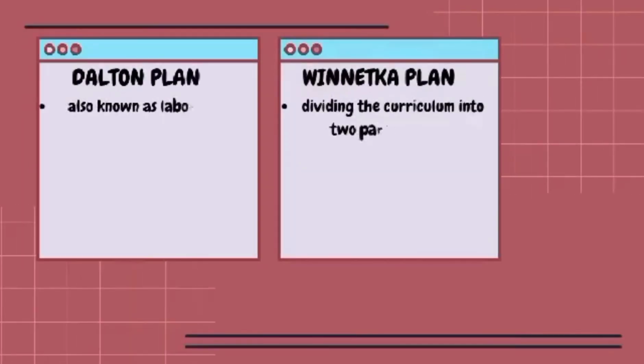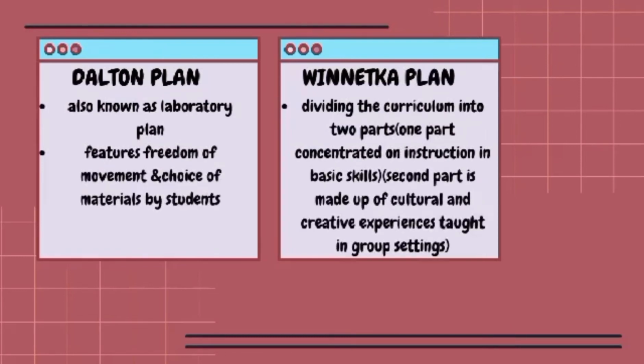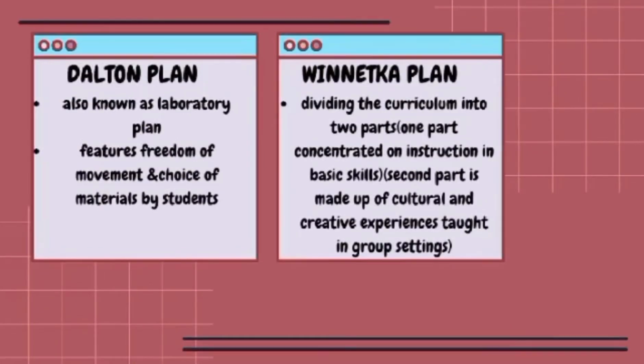Let us talk about the Dalton Plan and Winnetka Plan. Dalton Plan, also known as Laboratory Plan, is instead of the usual classroom and grade teacher, there are subject laboratories and specialists. And also instead of putting students in one room, pupils have access to as many laboratories and are permitted to move from one subject laboratory to another. And that's how the Dalton Plan works. It features freedom of movement and choice of materials by students.